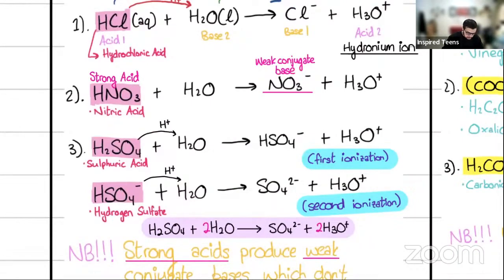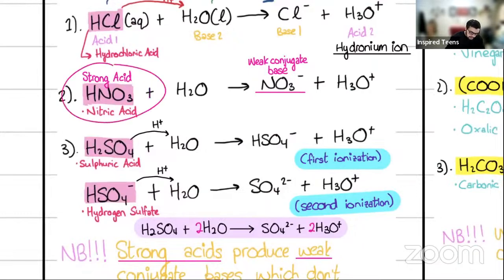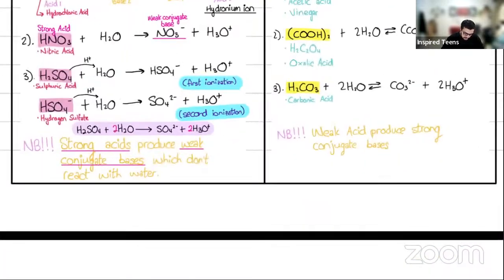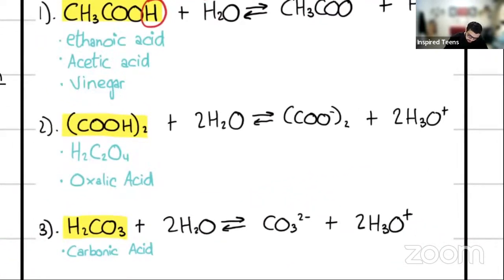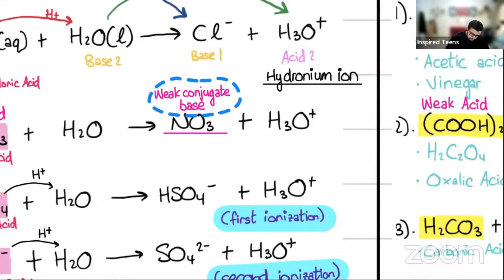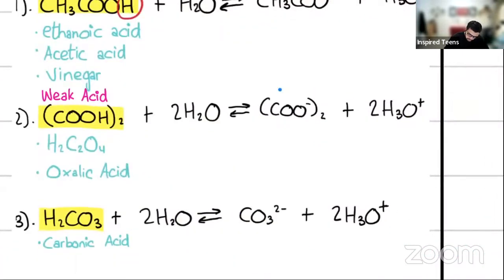For now, we can just have a conceptual understanding: a strong acid produces a weak conjugate base. And now that's our strong acids done. Let's move over to our weak acids. But before we do that, we're going to see that a weak acid, because this is an example of a weak acid, is going to produce, firstly, a base, but it's going to produce a strong conjugate base.